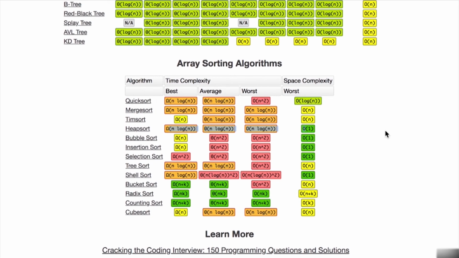Okay, but you're saying, what about these ones down here? Bucket sort, radix sort, and counting sort? How come you're not talking about these ones? Why can't we just use these? They look a lot better than all the other ones, especially when it comes to time complexity. Good question. Let's talk about that in the next video.